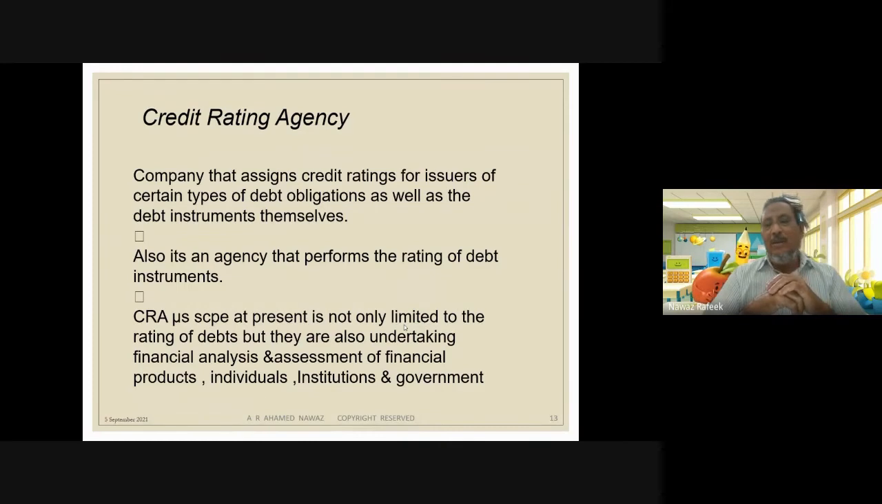Even when we grant large facilities to big customers, we ask the customer to get a rating from the rating agency. Although it is not compulsory under the Banking Companies Act, banks can specifically ask for the ratings. Also, it is an agency that performs the rating of debt instruments. The instruments also they are rating, the companies and the instruments.